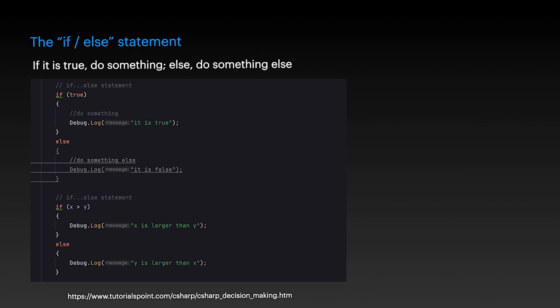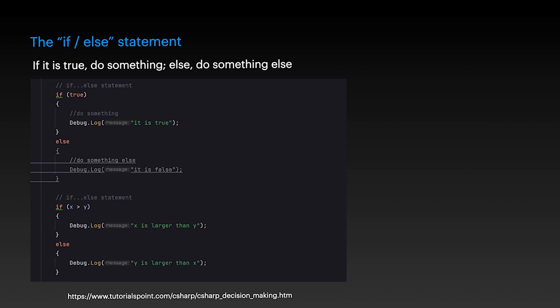If it is true, do something, else do something else. Okay, so let's see the if else statement. Let's see the first one. If something is true, right? Then start debugging. Debug log it is true. If the if statement is not true, then it will execute the else part, which means that it will start executing debug.log it is false, right?